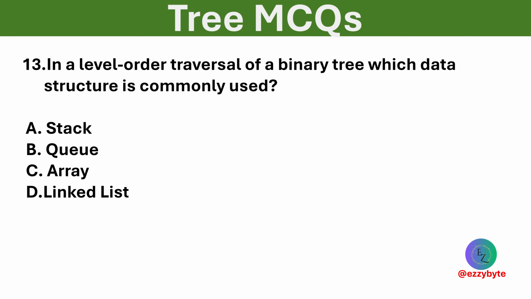In a level order traversal of a binary tree, which data structure is commonly used? Options are stack, queue, array, and linked list. Option B is correct. Level order uses a queue.